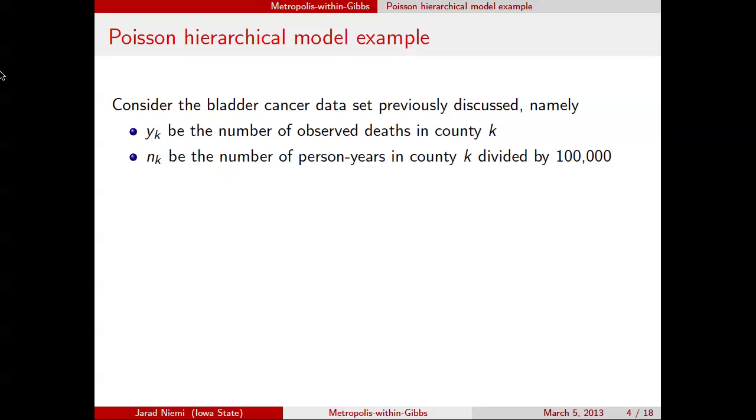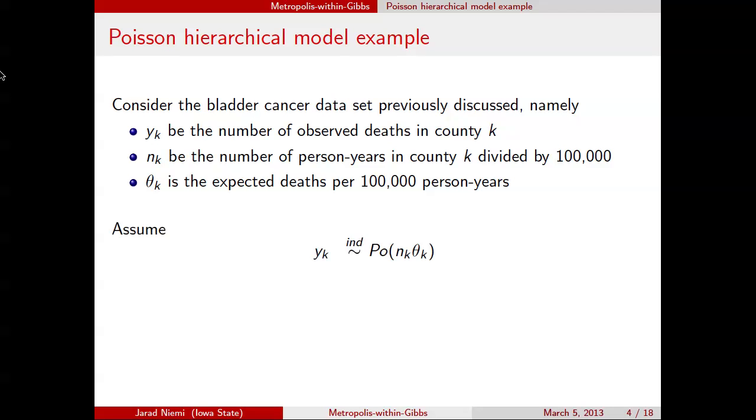N sub k is going to be the person years in that county divided by 100,000. And this is the parameter that we're really interested in: the expected deaths per 100,000 person years in each county. Previously we modeled the data as conditionally independent Poisson distributions, with a mean that depends on the number of person years times the expected death rate for those person years.